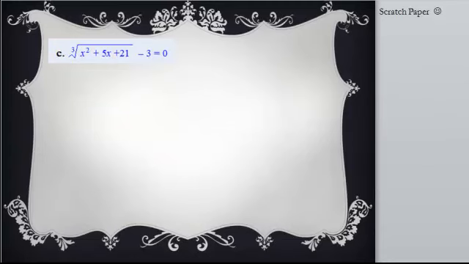Okay, this time we have a cube root, but it's still going to work the same way. We need to isolate the radical. So let's move this 3 to the right hand side. We'll have the cube root of all this stuff is equal to 3.